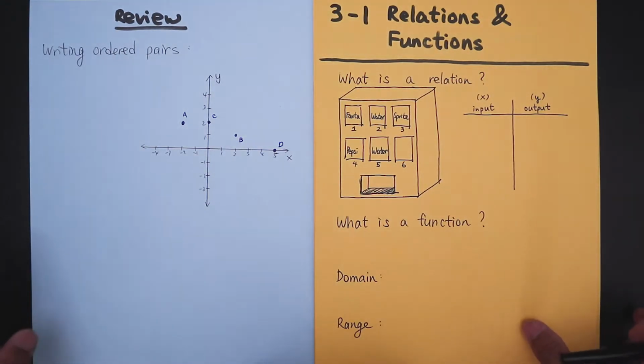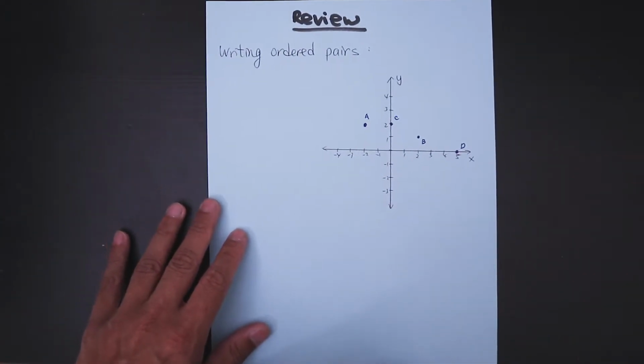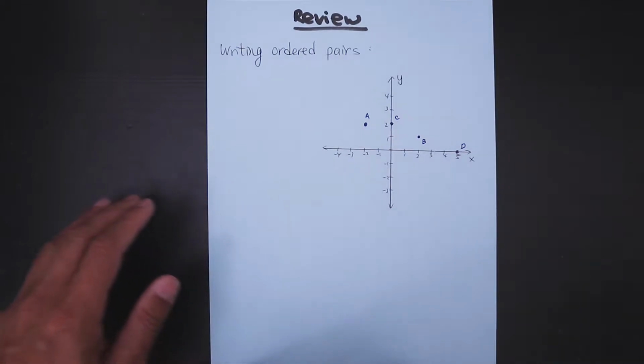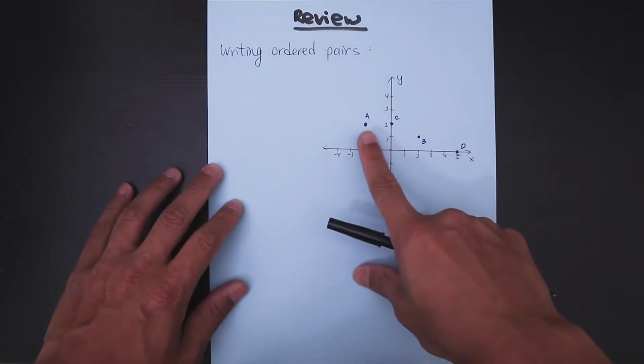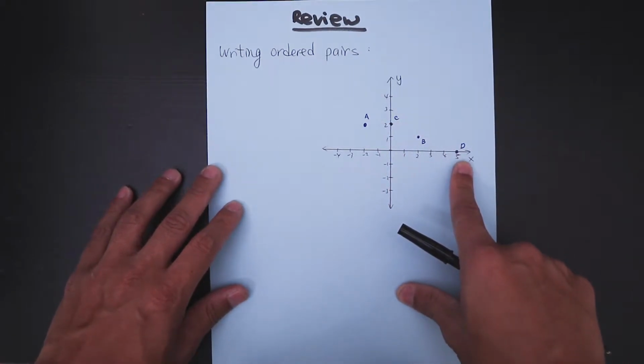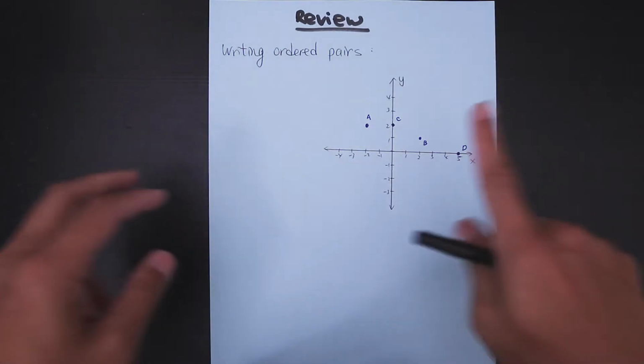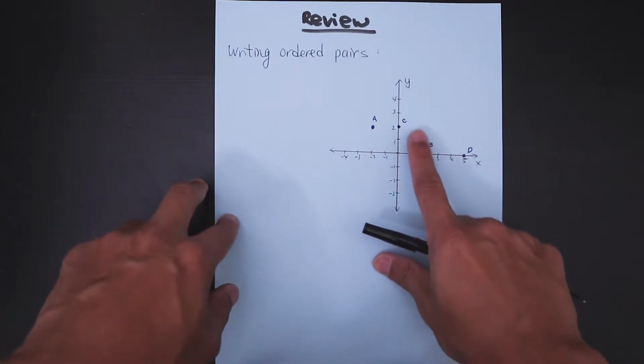But before we start this lesson, let's actually take a look at this review on how to write ordered pairs, right? So there are 4 ordered pairs here: point A, point B, point C, and point D. And in this lesson, all you have to know is to write the ordered pairs from the graph shown here.